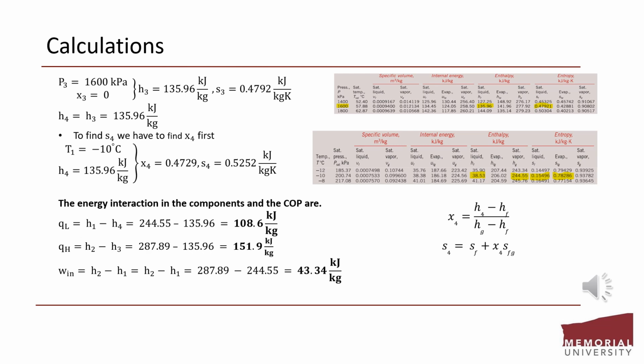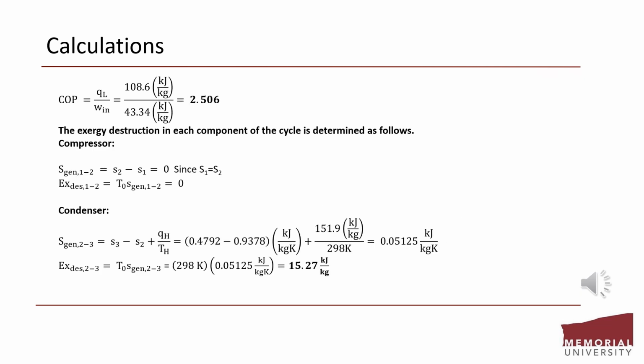Now that we have enthalpy at all the states, we can find the heat removed from the refrigerated space, heat rejected to the environment, and net work done on the compressor. Now we can calculate the coefficient of performance of the cycle from QL and Win, which will be 2.506.